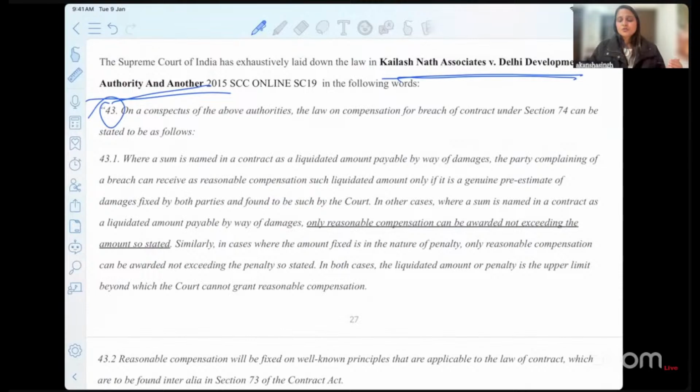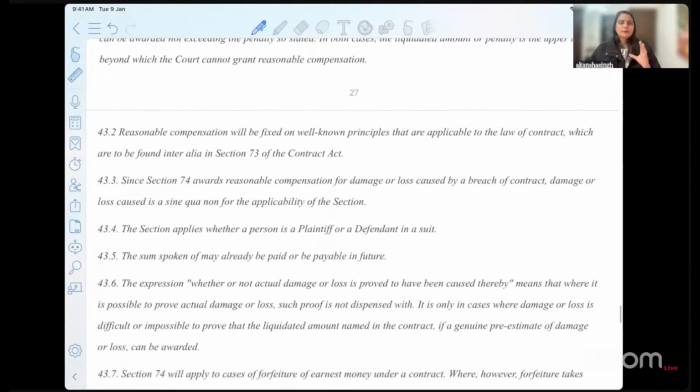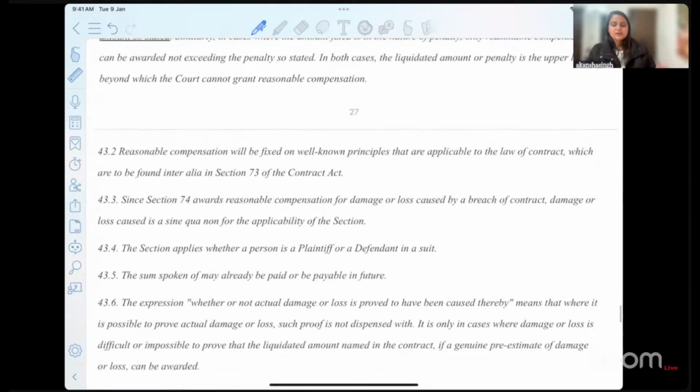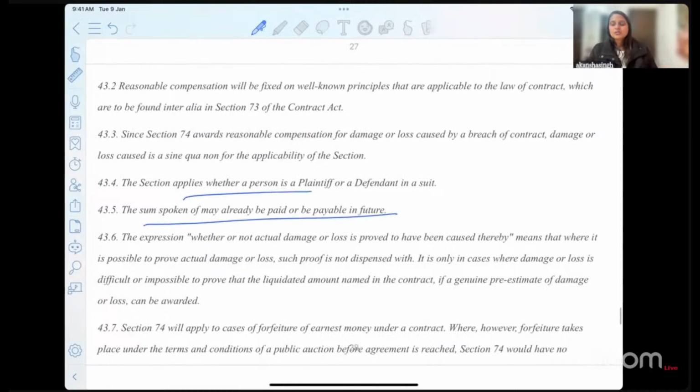The Supreme Court has exhaustively laid down in this particular case the following words which are related to how compensation is to be assessed under section 74. So this will be a summary for you. You do not have to really read anything else. You just read this for your summary purpose. It has given you so many grounds as to what is to be done. I'll just pick 2-3 out of it, because we don't have so much time, to give you an idea whether we have covered this or not.